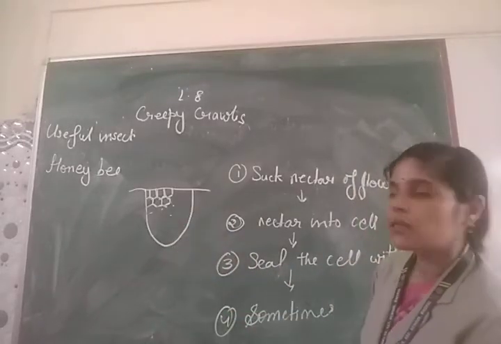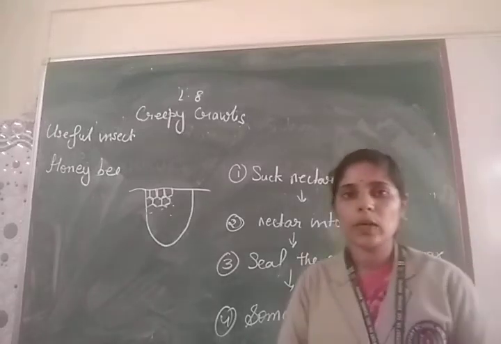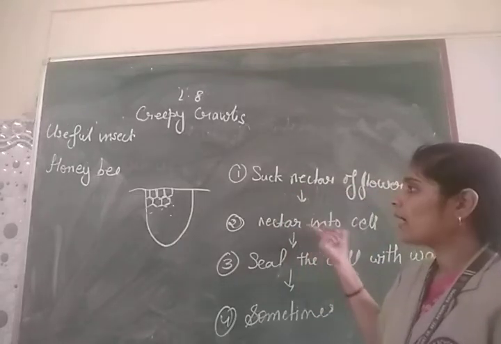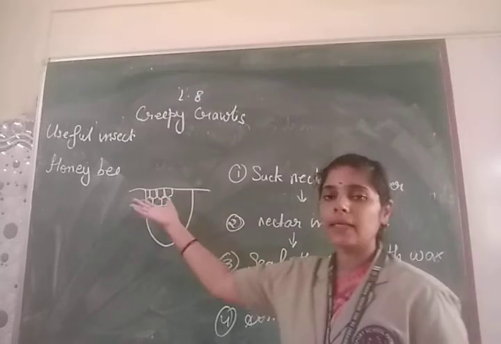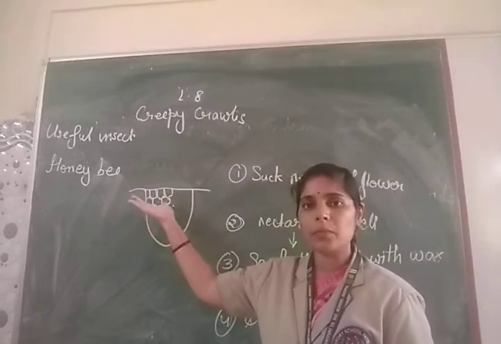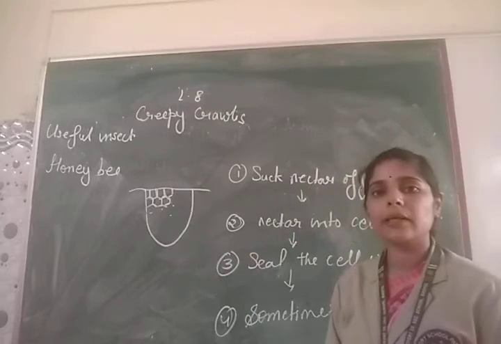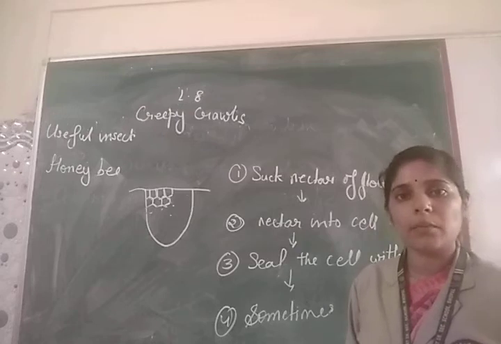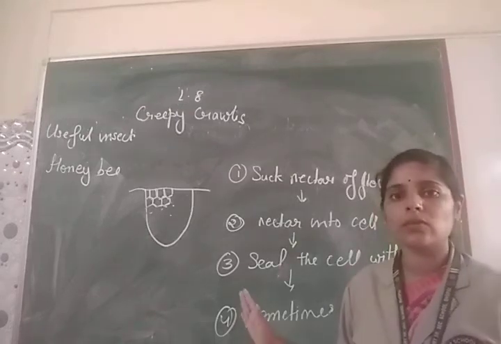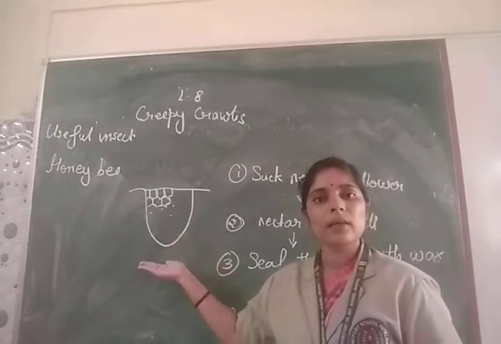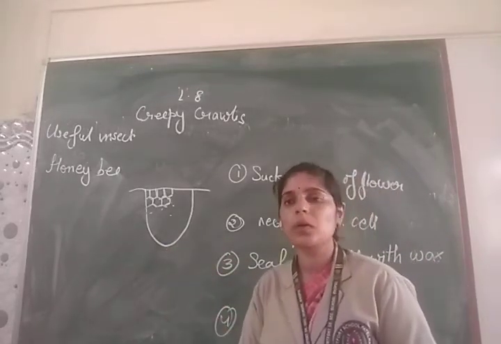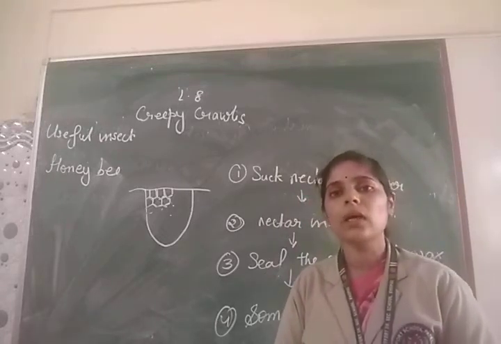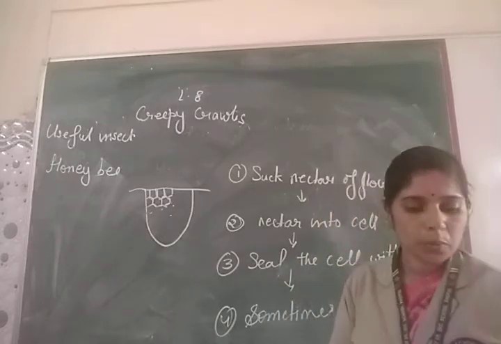So again we are going through these steps. The honeybee is a useful insect, and the honeybee sucks the nectar of the flower. Secondly, they bring that nectar and put it into the cells. After putting this nectar into the cells, they seal it with wax and leave it for some time, and after 2 to 3 months or 4 to 5 months, we get the honey collected here. In this way we get honey from the honeybee. So our honeybee is a useful insect, and we all know honey also has medicinal properties.